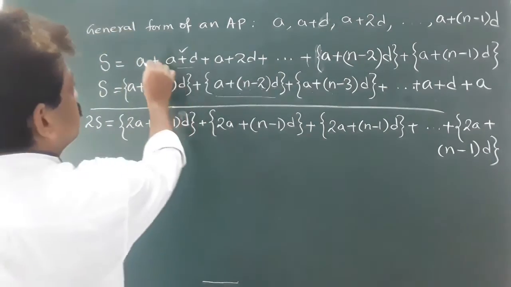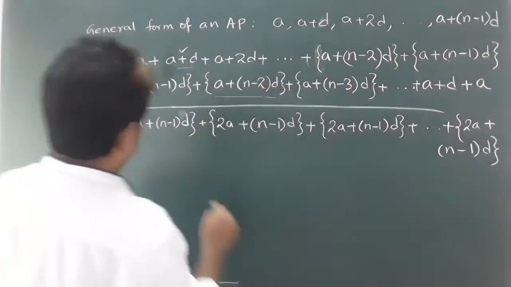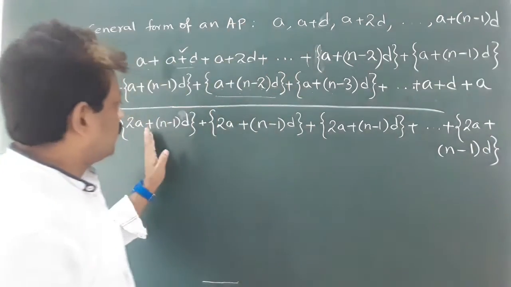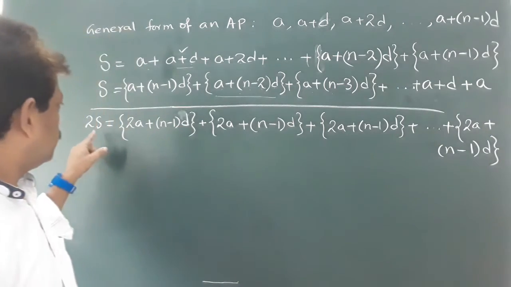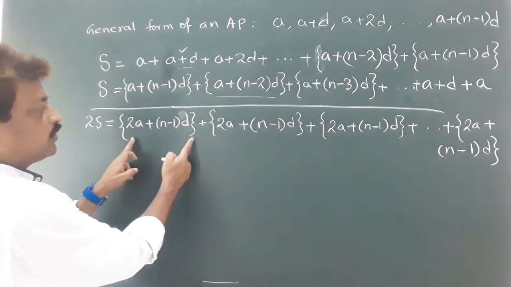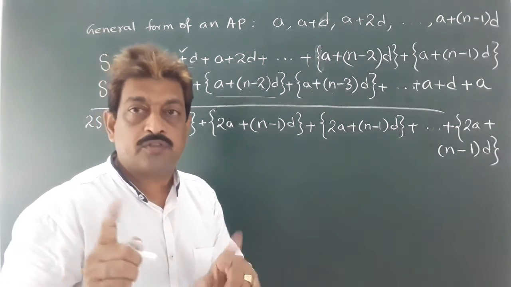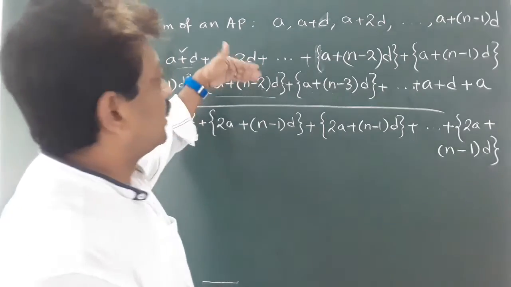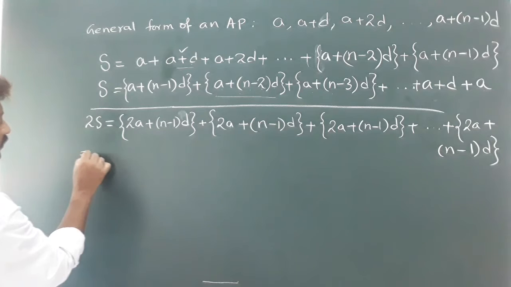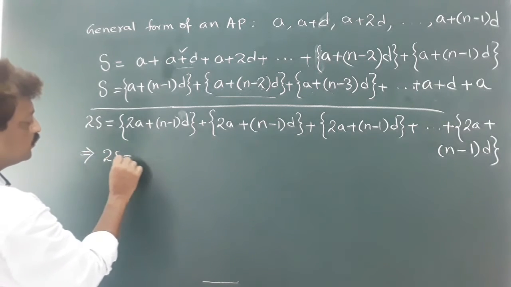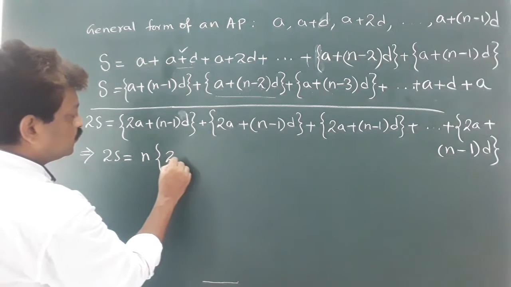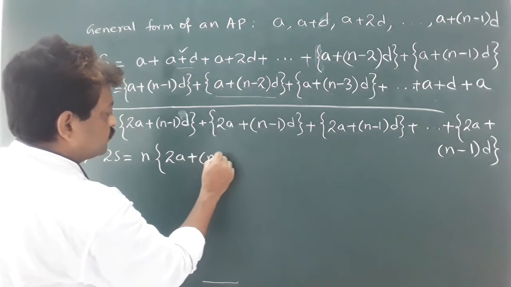So since there are n terms, there are also n terms in the sum. Here in this equation, the left hand side is 2S, and this 2a plus n minus 1 d will occur n times, because there are n terms and we have added them. Therefore we can write 2S equals to n multiplied with this one, 2a plus n minus 1 d.